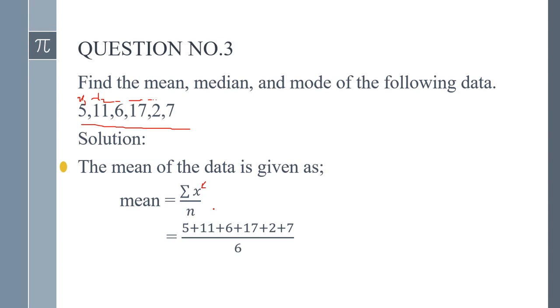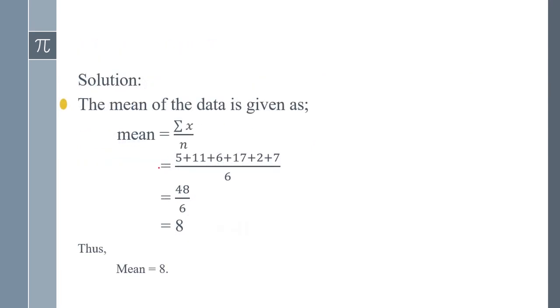So summation x over n: x means the data points, and n is the total number of the data points in a data set. We need to count them, and that is the value of n. For our case, n is equal to 6. And for summation x, we need to sum each data point, which is 5 plus 11 plus 6 plus 17 plus 2 plus 7, which is the same as when we calculate average. When we sum these values, we get the answer of 48, and 48 divided by 6 gives 8, which is the mean. So for this given data set, the mean is 8. There are no units for mean, median and mode. You just simply write the answer.